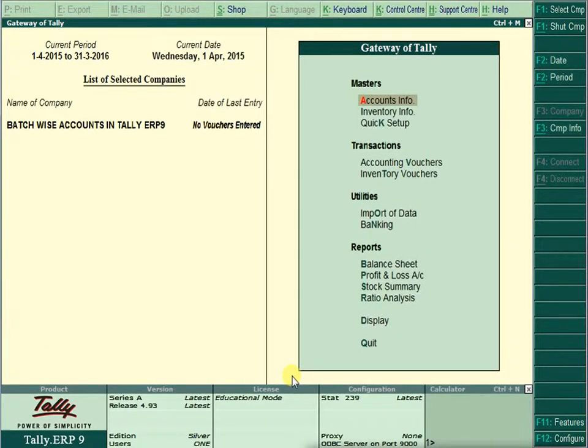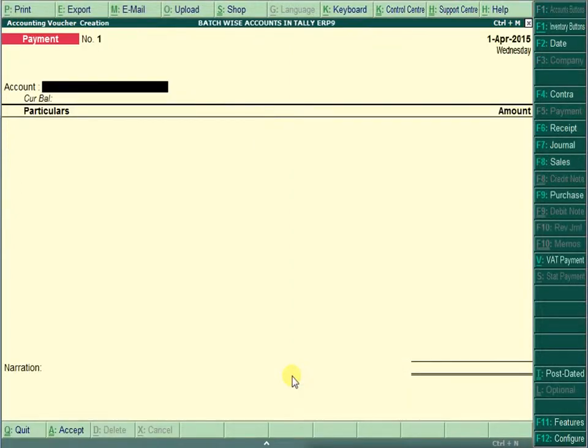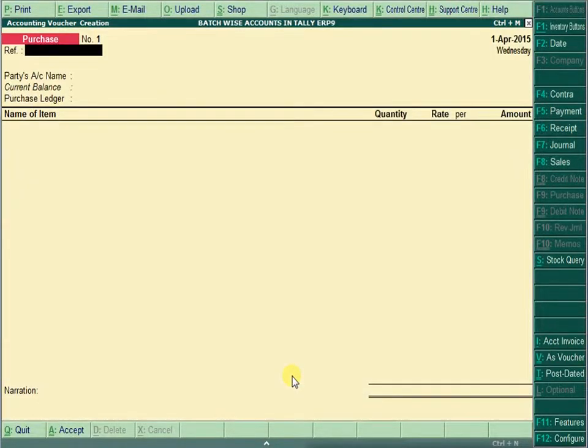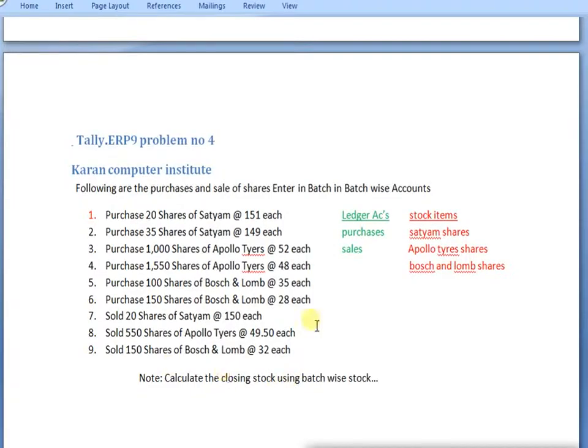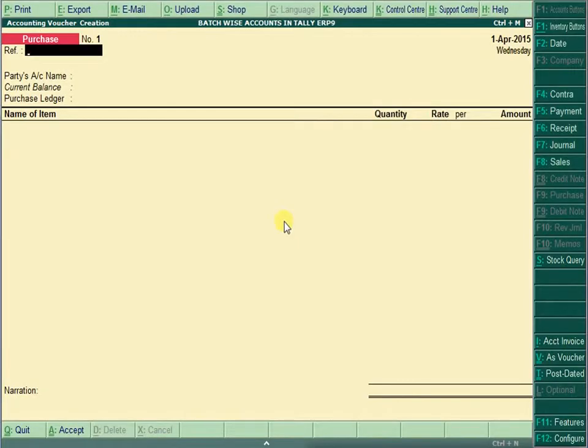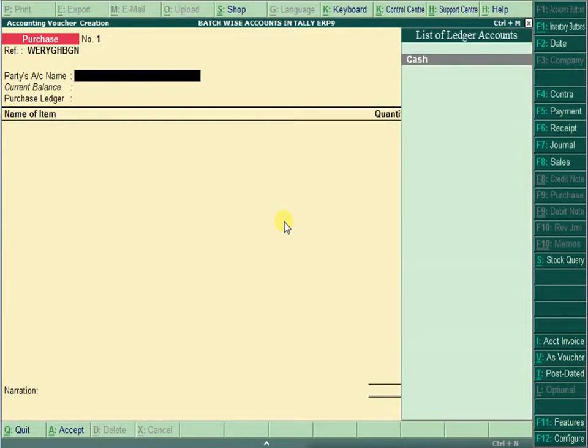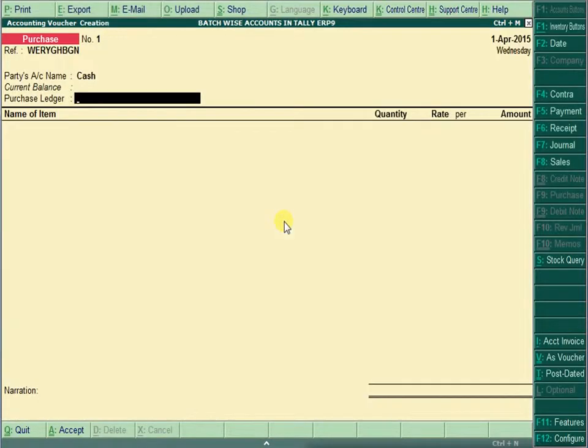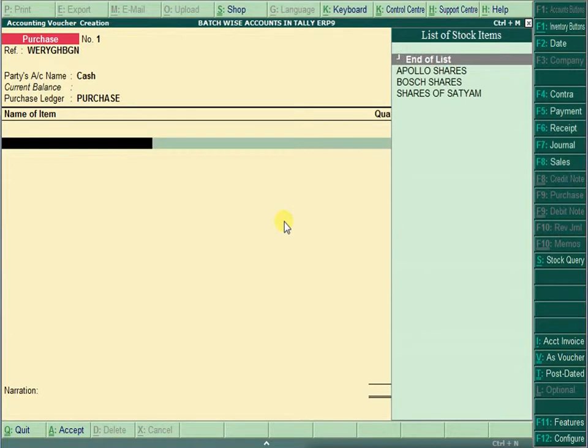Then next go to accounting vouchers. First one, we are purchasing 20 shares of Satyam, 151 each. We are purchasing for cash, not on credit. Just assume a reference number, something else. Here we are purchasing from cash. Purchase ledger, purchase, and here we are purchasing shares of Satyam.